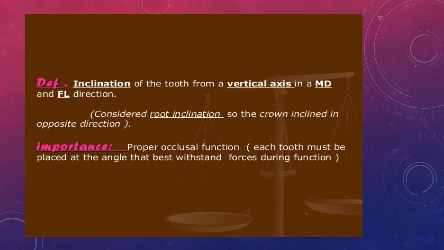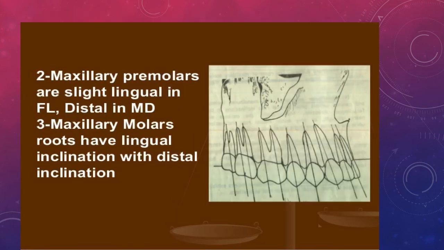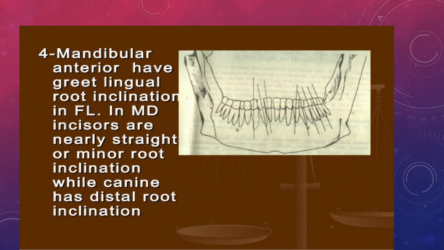Importance: proper occlusal function. Arch teeth must be placed at the angle best able to withstand force during function. Maxillary premolars are slightly lingual and distal in MD. Third maxillary molars' roots have lingual inclinations with distal inclinations. Mandibular incisors have great lingual root inclination in FL and in MD are nearly straight or have minor root inclinations, while canine has distal root inclinations.